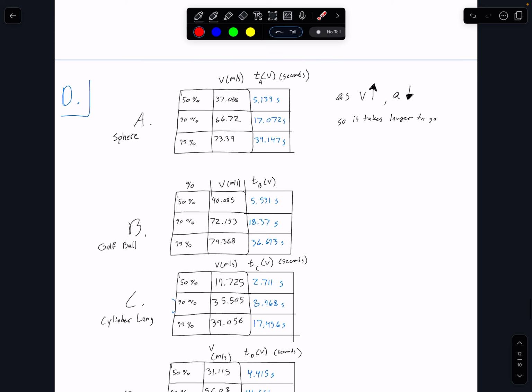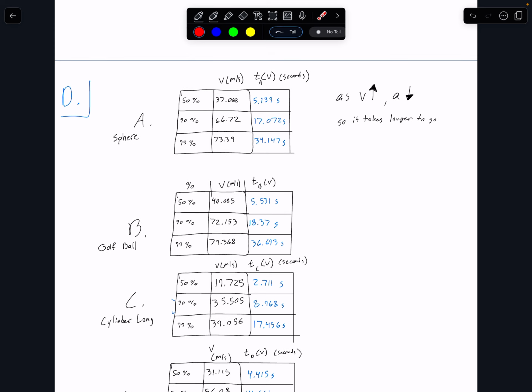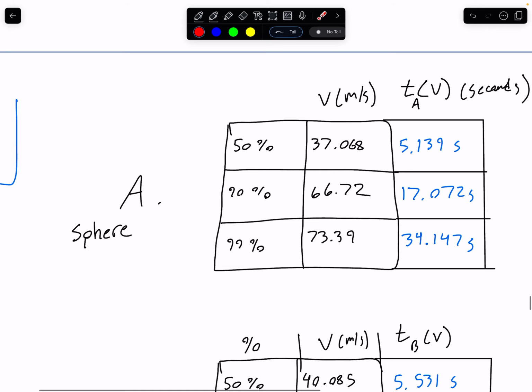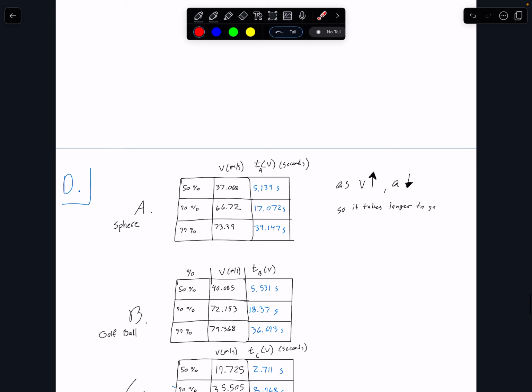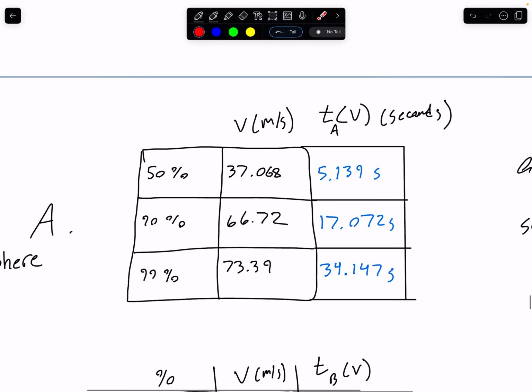And then that leads us to part D, where we're looking for the time to reach each stage. So for the sphere, to reach 50%, what I did, you won't see any actual math here, is just plug the time function into my calculator, and then plug in all of these values, and then it gives me our time results. So to reach 50% of terminal velocity, it will take 5.139 seconds. To reach 90%, it takes 17.072 seconds, and to reach 99%, it takes 34.147 seconds.